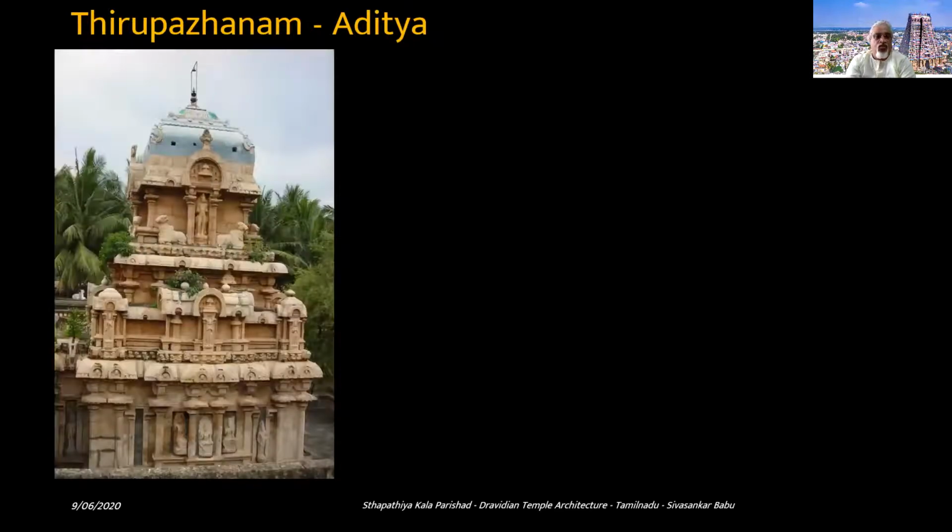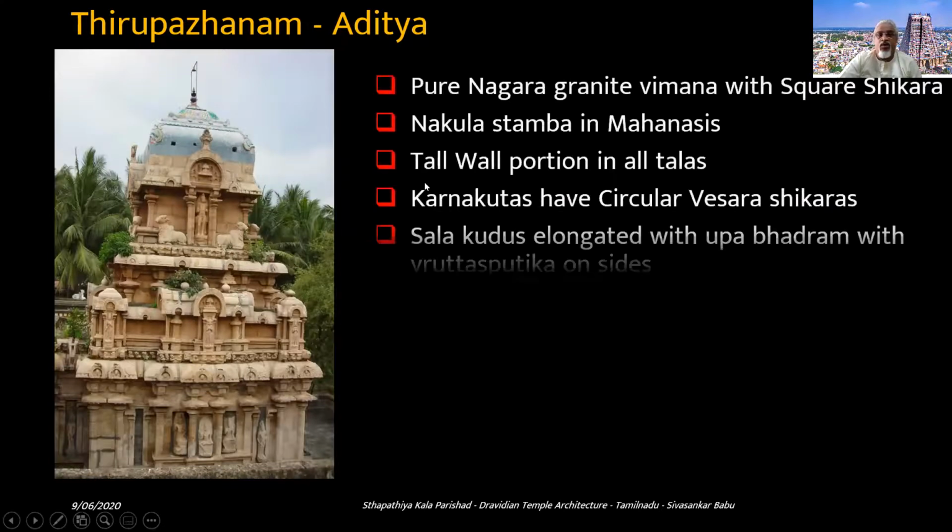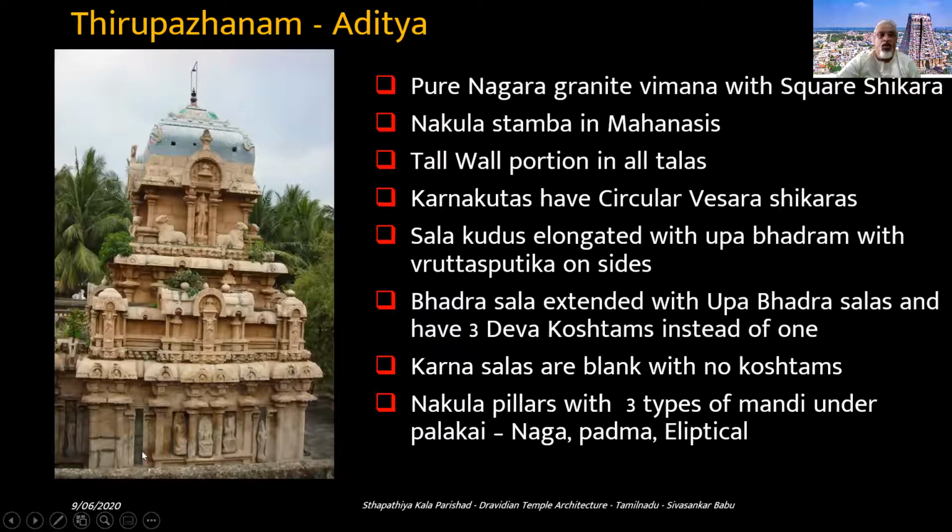Another trendsetter for Aditya is Tirupuranam. This is the Tirupuranam temple. A typical pure Nagara granite Vimana with a square Shikara, and the extensive use of Nagala Stambas. These are pillars like this, which are not actually architectural members which take the load, but are part of the wall and ornamental. This is called Nagala Stambas. They appear extensively in Mahanasis.